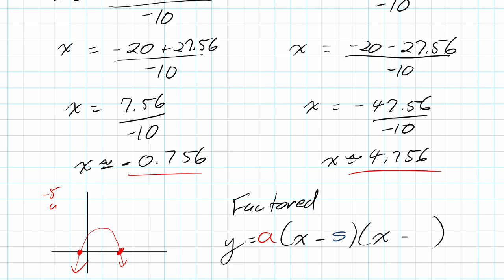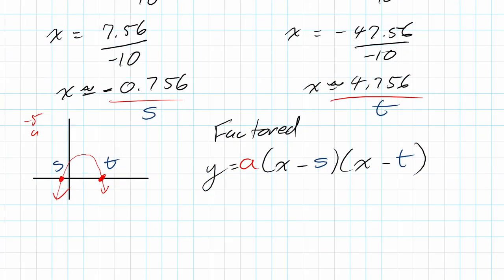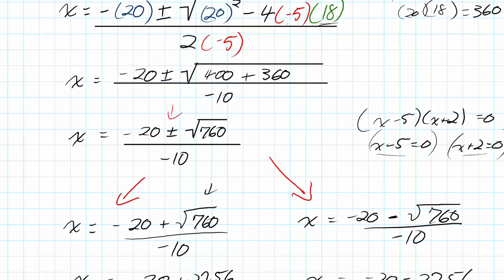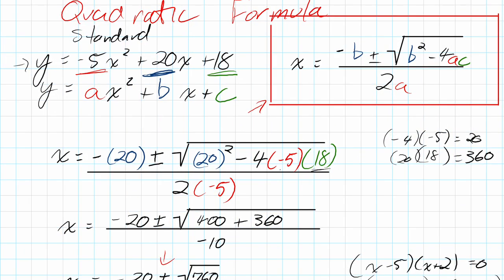S and T. Those S and T's, those are the roots. So we can just assign that this is the value of S, this is the value of T. We can now recreate factored form from this, which isn't a common thing to do, but we can easily do it. The a value, if you remember from the beginning, is negative 5. I'm just going to go back up and show you that. That a value is 5.